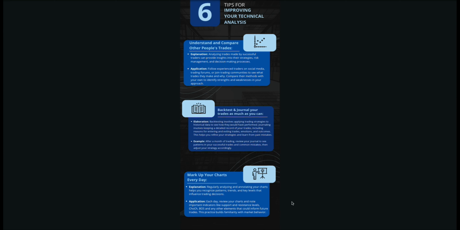So the next thing is backtest and journal your trades as much as you can. Elaboration. Backtesting involves applying trading strategies to historical data to see how they would have performed. Journaling involves keeping a detailed record of your trades, including reasons for entering and exiting trades, emotions, and outcomes. This helps you refine your strategies and learn from past mistakes. An example would be after a month of trading, review your journal to see patterns in your successful trades and common mistakes, then adjust your strategy accordingly.